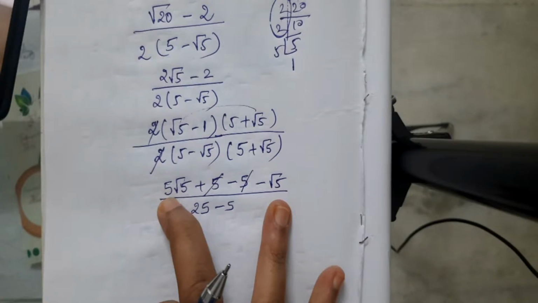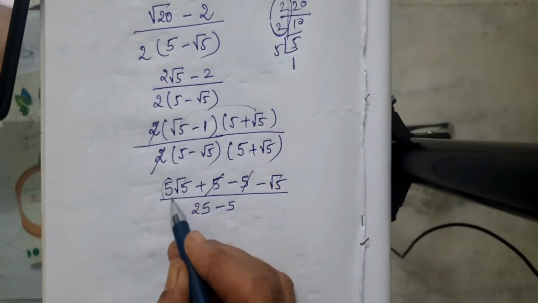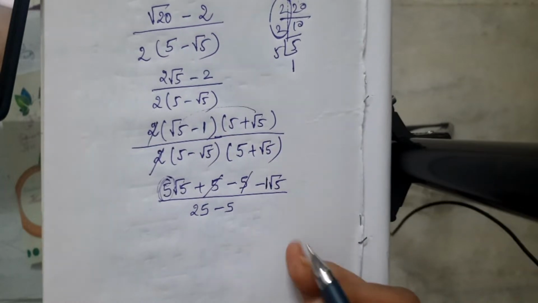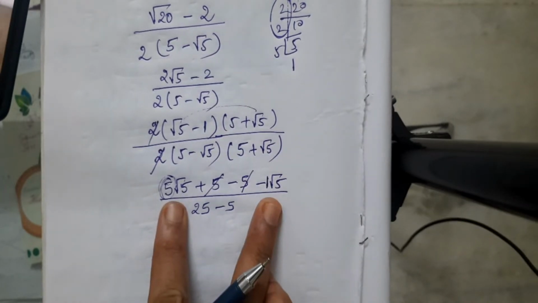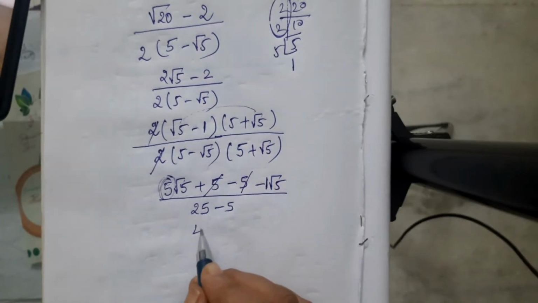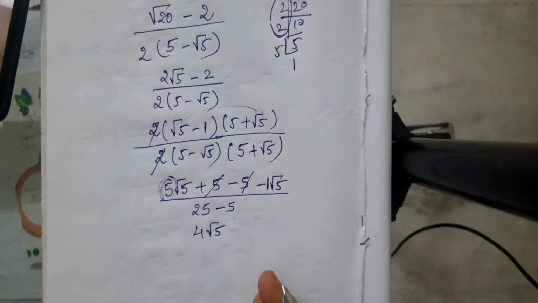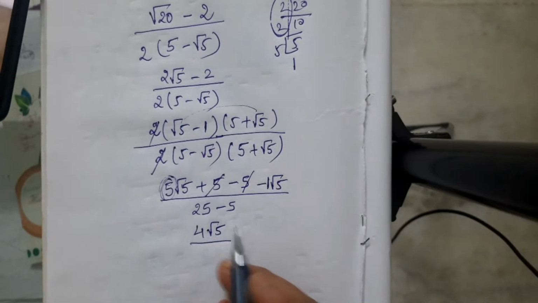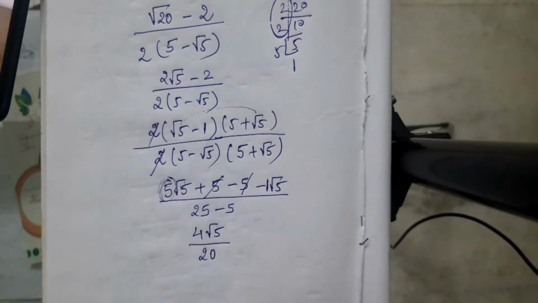When we subtract any terms, we need to see its coefficient. Here 5 is there, here nothing means 1 is there. So we'll subtract both. 5 minus 1 is 4. So it's 4 root 5 in the numerator, whereas in the denominator, 25 minus 5 is 20.